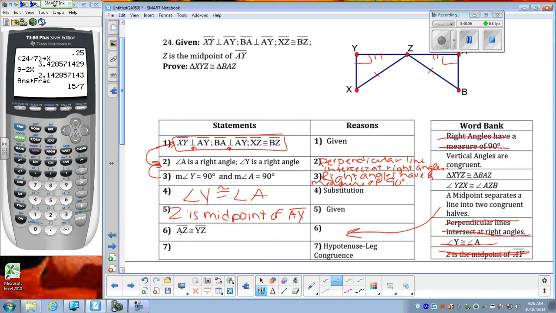If I look at my picture now, I have that my hypotenuses are congruent, and I have a congruent leg. So then this, what I tried to prove, comes down into here. So triangle XYZ is congruent to triangle BAZ by hypotenuse leg.